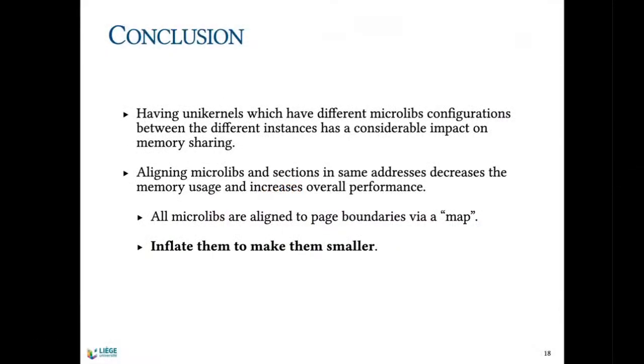So, as a conclusion, we can say that having several unikernel instances which have different microlib configurations has a considerable impact on memory sharing. Fortunately, it is possible to circumvent this issue by aligning microlibs and sections in the same memory location via a kind of map. This map will allow us to decrease the memory usage and will considerably increase the overall performance of the underlying system. The general idea of our work is to inflate unikernels in order to make them smaller.